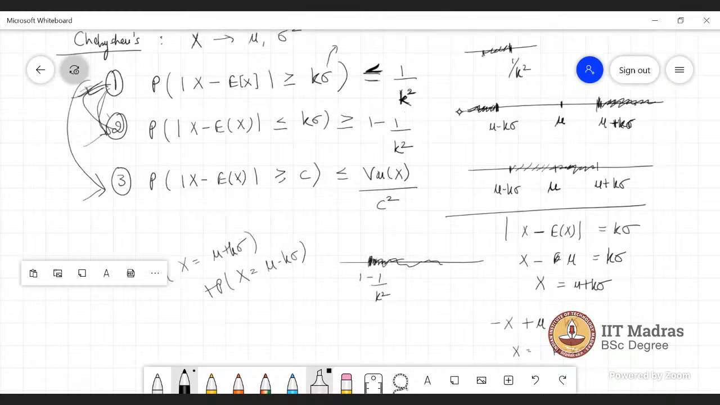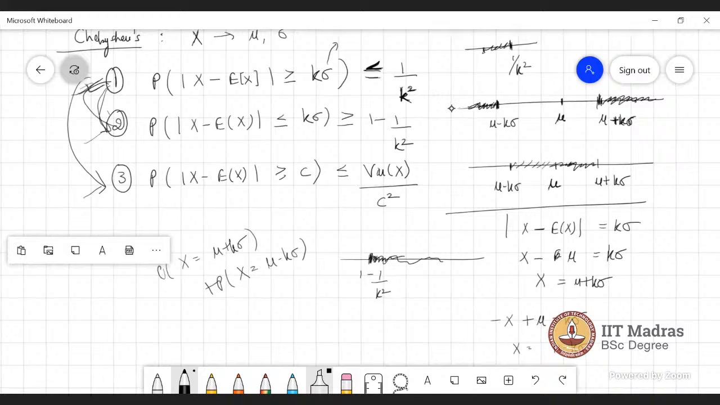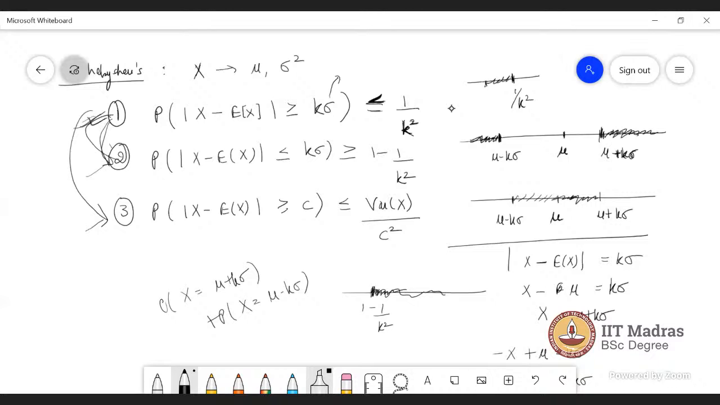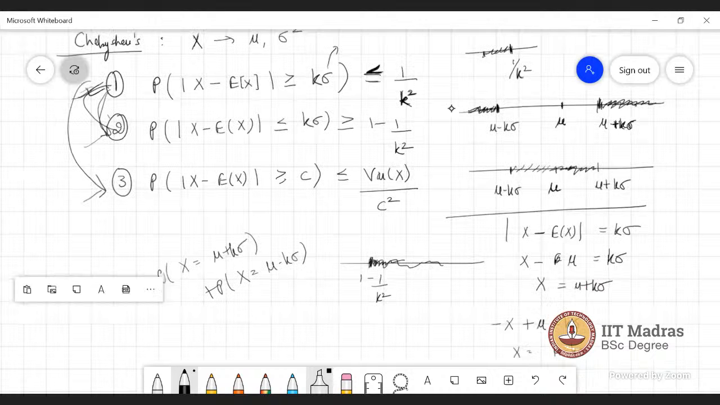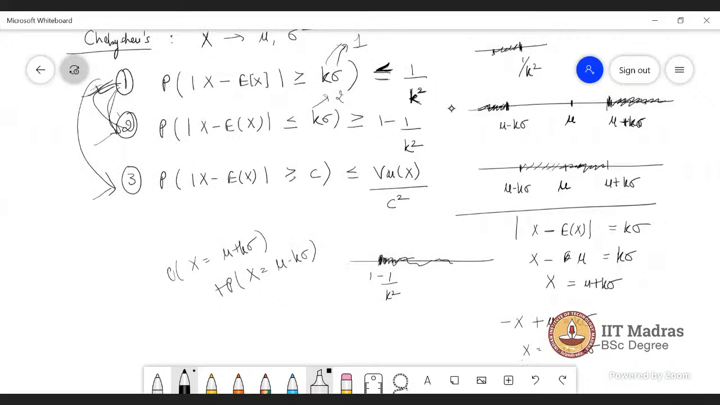What is the significance of k here? K is like, if I ask you the probability that x lies within one standard deviation, in that case k is equal to 1. If I ask you the probability that x lies within 2 standard deviations, then k equals 2. So this is what it means.